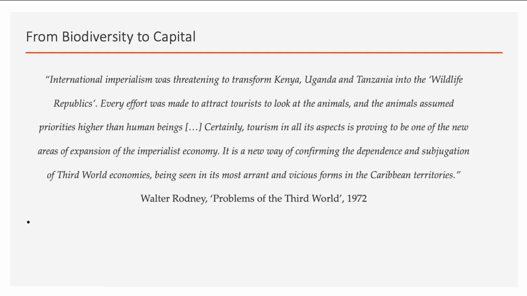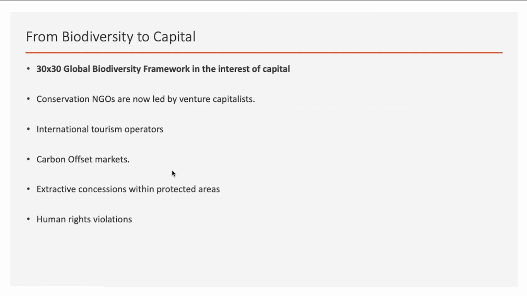in those places. And so this is when we start to see clearly that the shift around conservation is moving from biodiversity to the reproduction of capital. And here we are in 2023 talking about the expansion of those wildlife republics, right? Where conservation is no longer led by indigenous communities, but by conservation NGOs who themselves are led by venture capitalists. It's also very much the corporate capture of conservation in Africa.